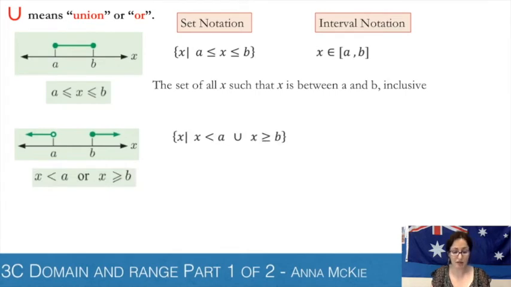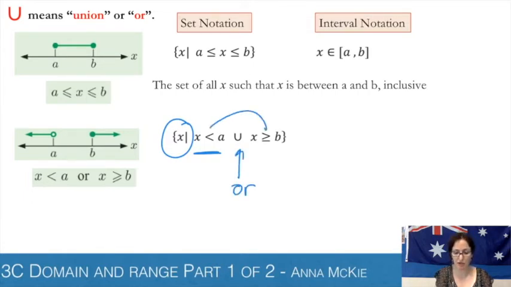So the set notation for that this time round is the set of all X, so that's what that part means, for X is less than A, notice we don't have the equal to sign. Or, as we've said, that means or it means the union. So I guess it's the combination of these two facts. For X is greater than or equal to B.